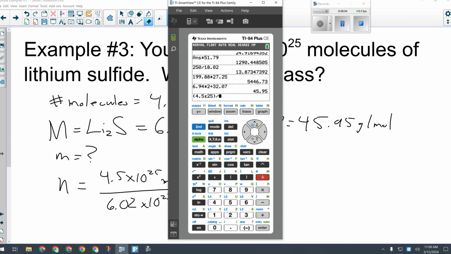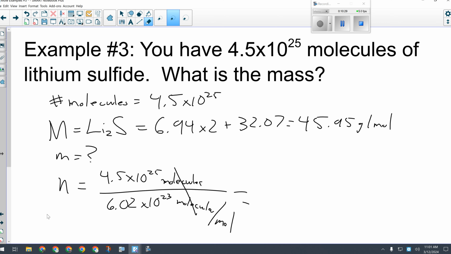So for example, if I didn't do this in brackets, the next thing that would happen is it would divide by 6.02. And then it would multiply that by 10 to the 25. This is a totally different answer than dividing by 6.02 times 10 to the 23. So you have to make sure you enclose everything in brackets. Otherwise, your calculator will do order of operations as it's programmed, and you won't get the right answer. Okay, so numbers in scientific notation must be enclosed in brackets so that your calculator does what you want. Okay, 74.75 moles.